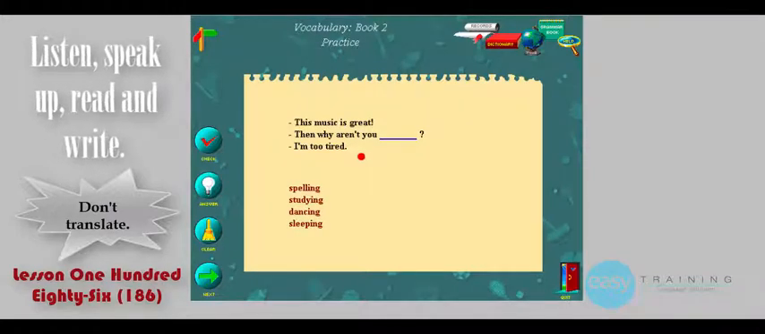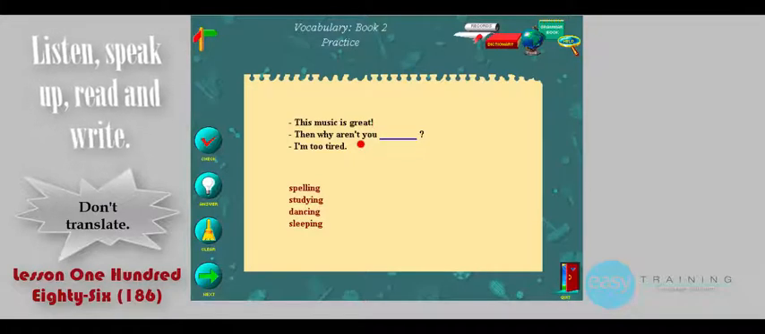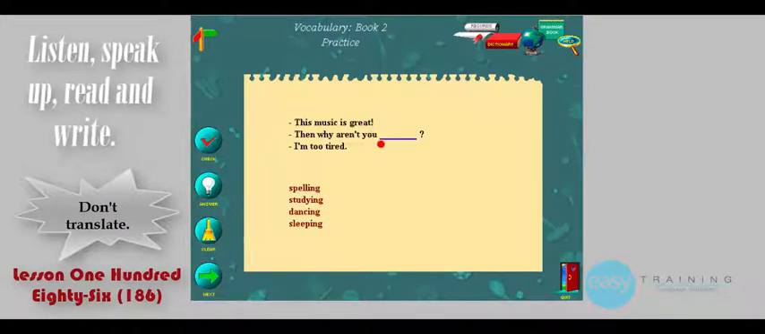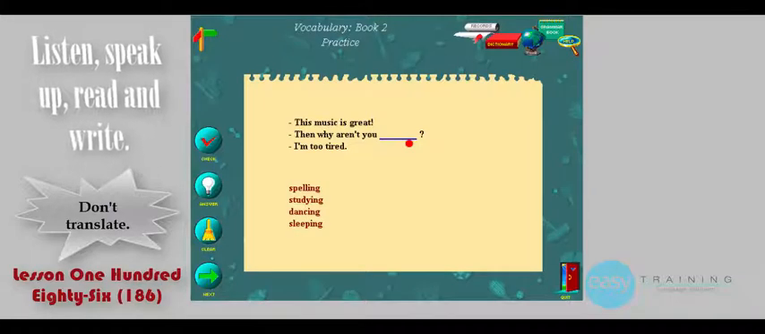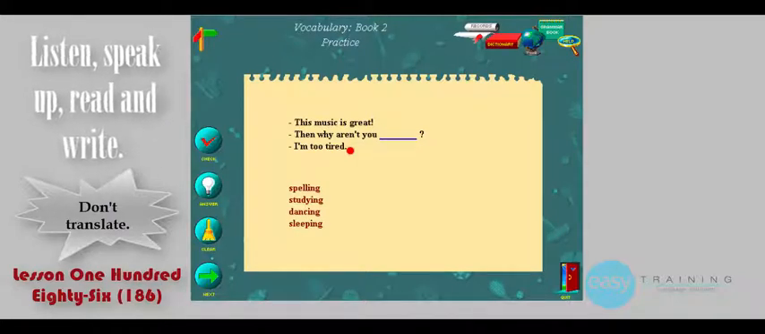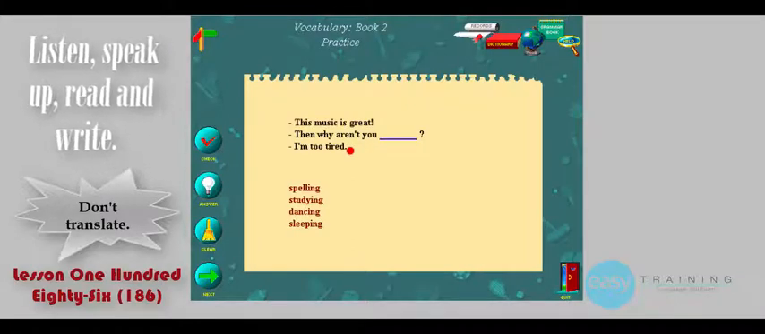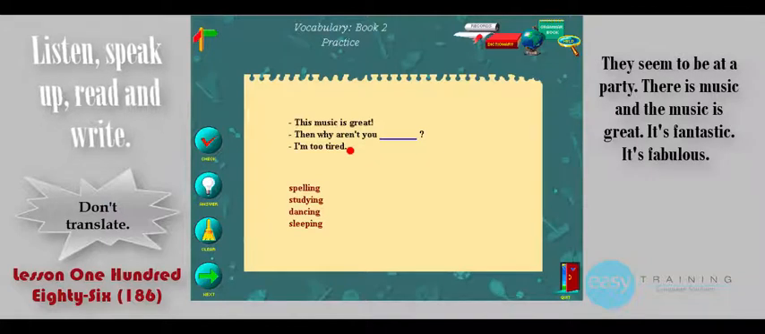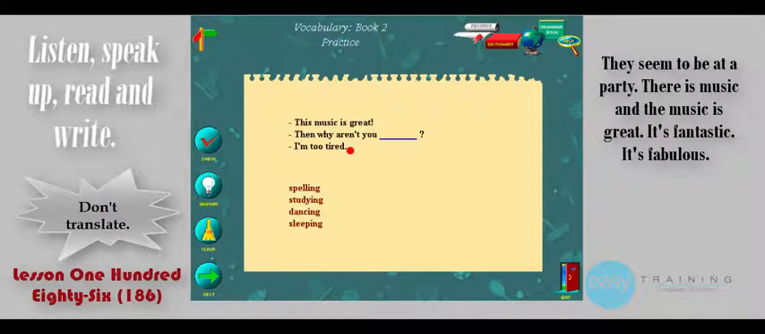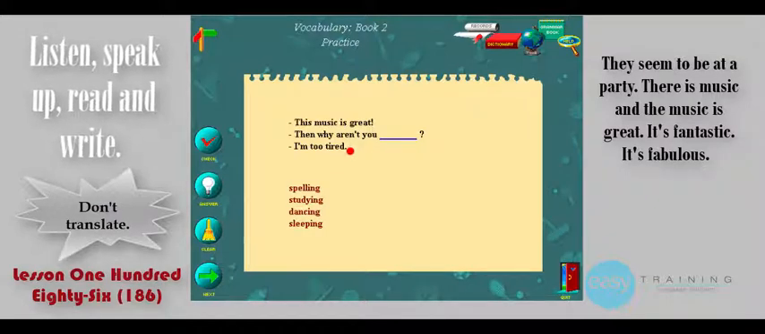Let me say this again. This music is great, dice una persona. La otra responde, then why aren't you blank. Y la primera responde, I'm too tired. So you see, it's a conversation between two people. They seem to be at a party. There is music, and the music is great, it's fantastic, it's fabulous.